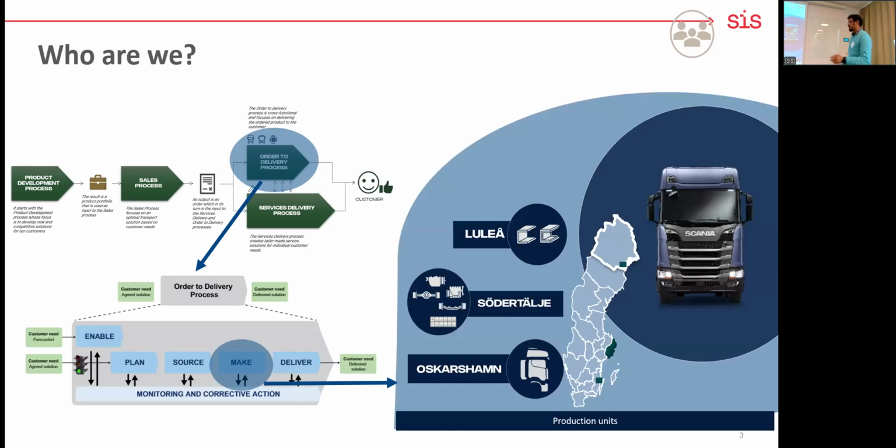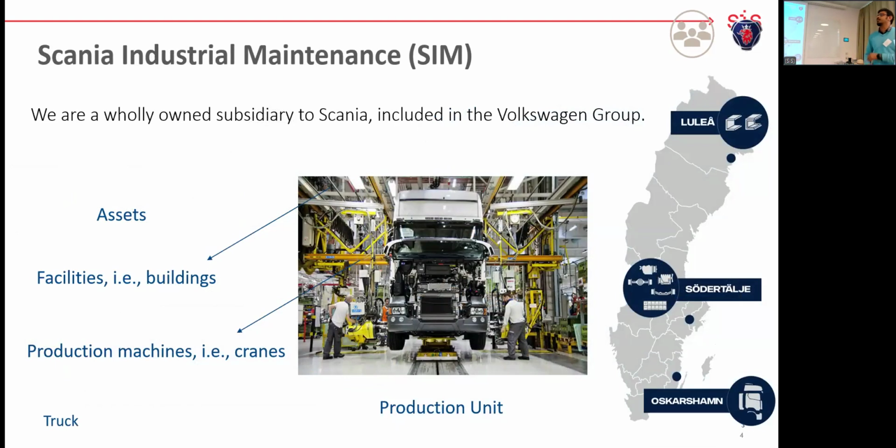In Sweden, Scania has a lot of production across the globe, majorly SLA and China. Within Sweden, there are almost 10 production units, and someone has to maintain them. So we are the company Scania Industrial Maintenance.